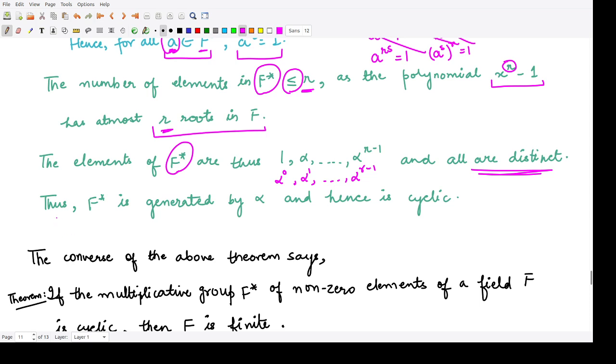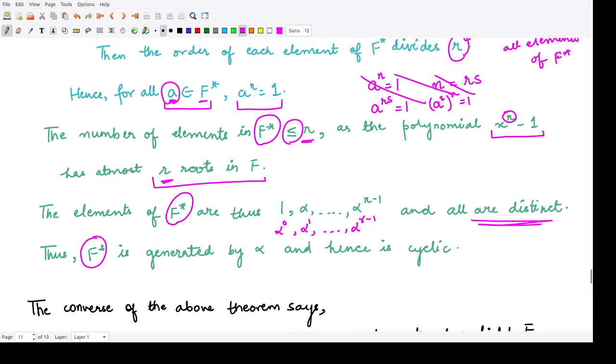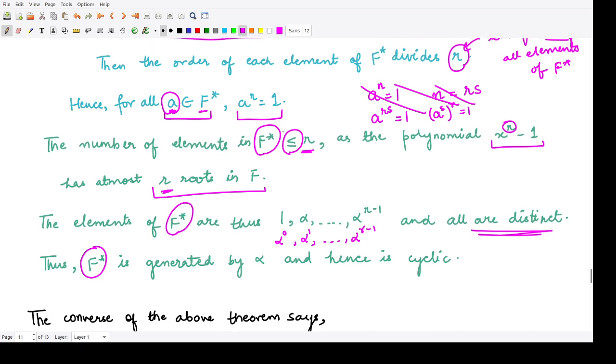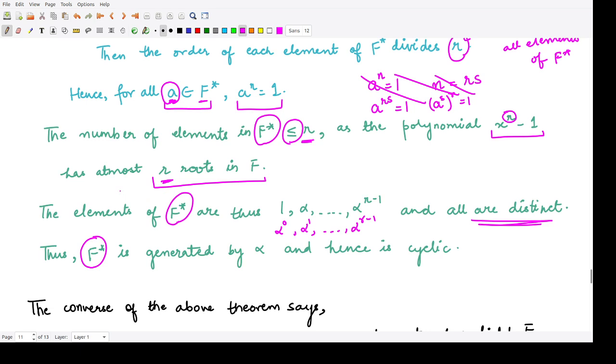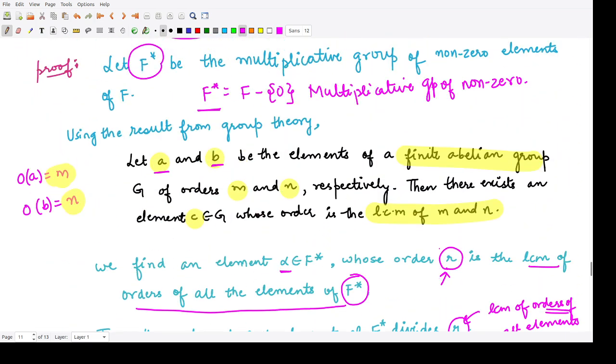So that means F star would be generated by alpha, because you see every element is written as some power of alpha, and this power goes up to R minus 1, because R was the LCM of all the orders. So here we say because F star is generated by a single element alpha, hence the given F star, the given abelian non-zero multiplicative group, is cyclic. So this is what we were to prove here.